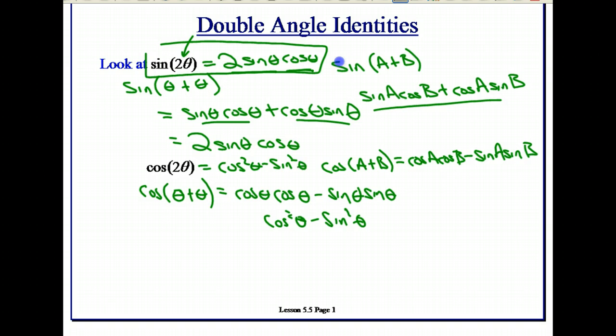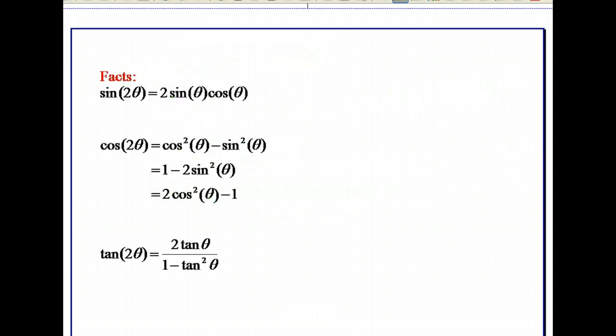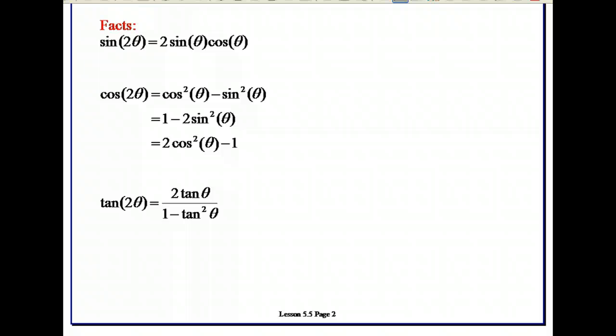So turn the page in your packet, and we've got these identities in here. And so our identities are sine of 2 theta is 2 sine of theta cosine of theta. We took care of that one. Cosine of 2 theta is cosine squared minus sine squared. And don't confuse that with our other identity. What's cosine squared plus sine squared? That's 1. So the difference is this has a minus sign in it.